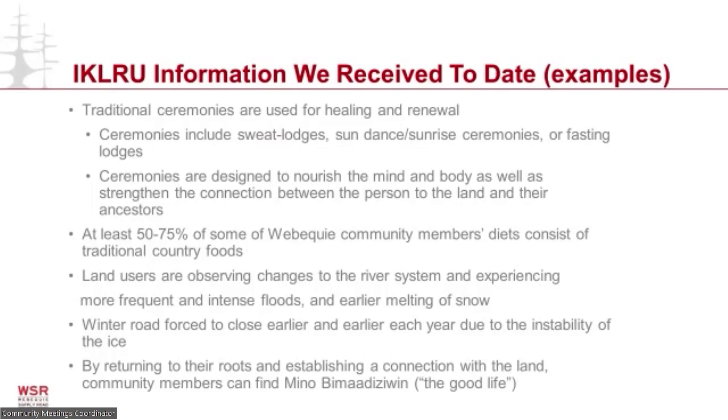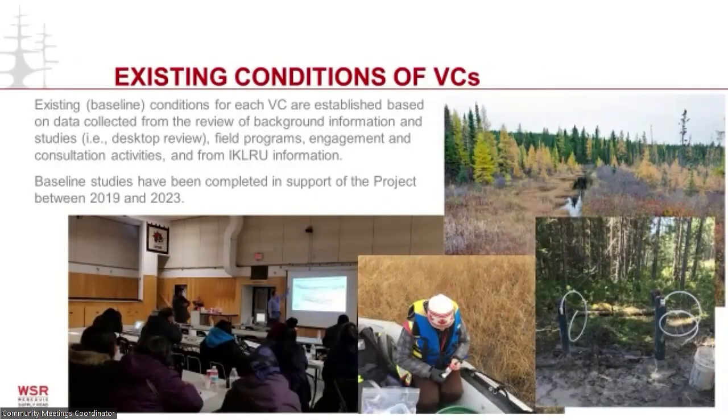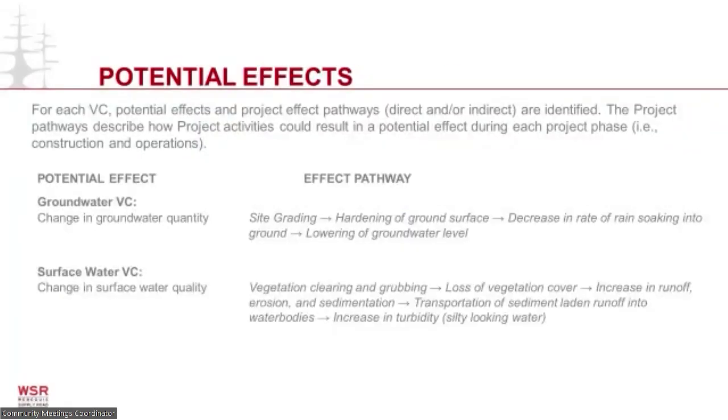We have received a lot of IKLRU information so far, including the purpose of traditional ceremonies, reliance on country foods, and climate change impacts. Existing conditions for each of the VCs are described through background research, engagement and consultation, and field studies. For each valued component, we look at potential effects and pathways, meaning how it happens and the route followed.